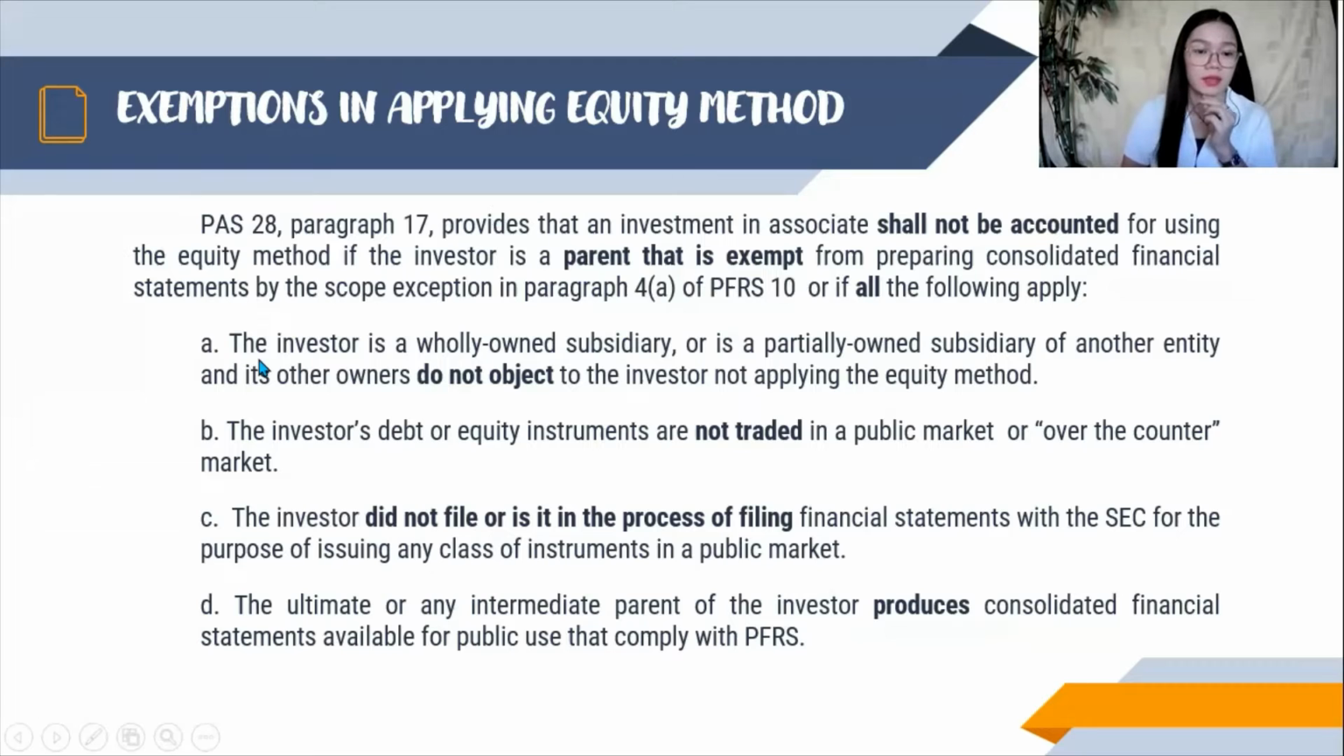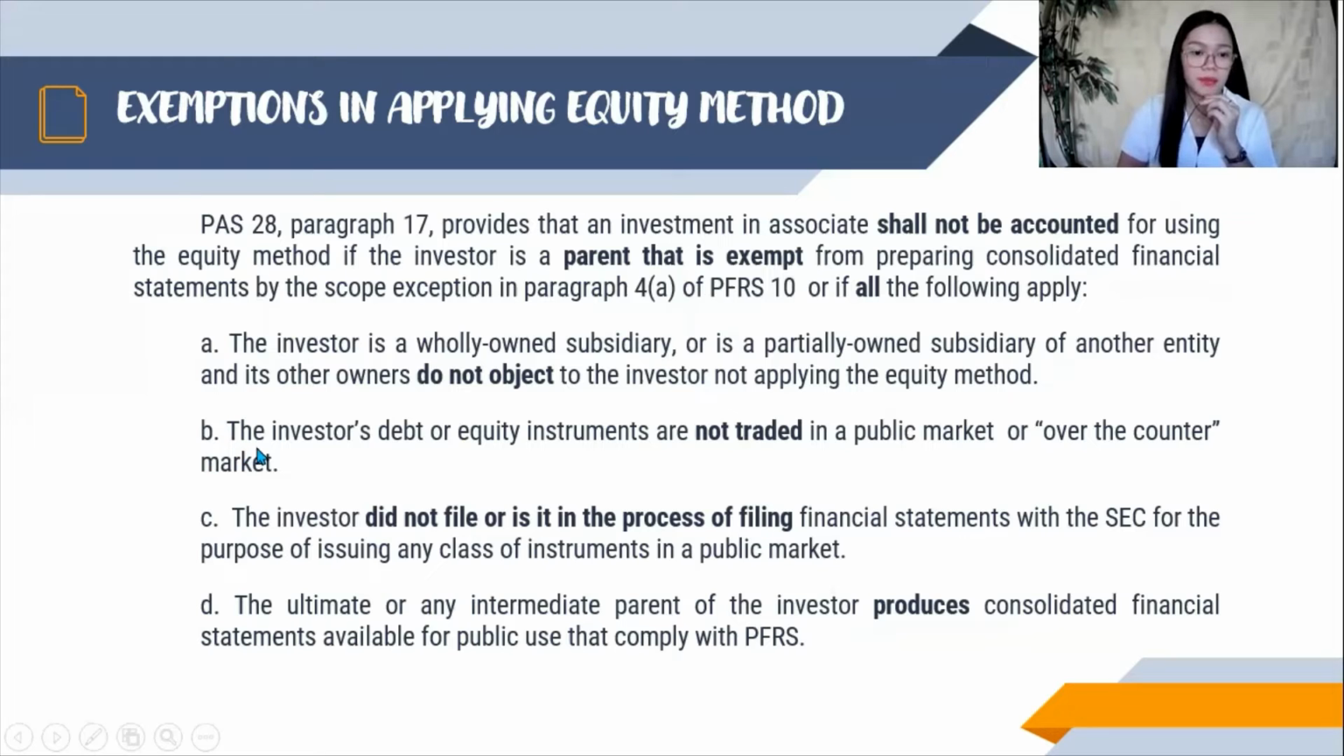First, the investor is a wholly owned subsidiary or a partially owned subsidiary of another entity, and its other owners do not object to the investor not applying the equity method. So the entity or investor is a subsidiary, regardless of whether wholly owned or partially owned, meaning we have a parent. If we inform our parent, and the parent of our parent, that we will not apply the equity method and they do not object, then we are exempted in applying the equity method.